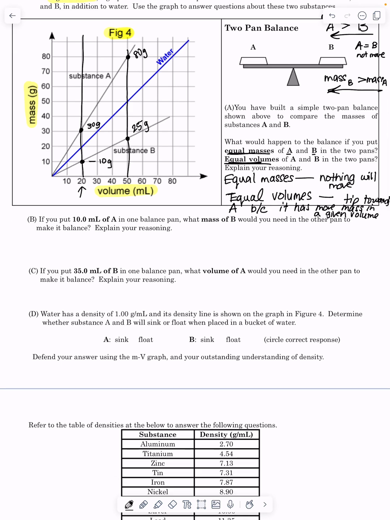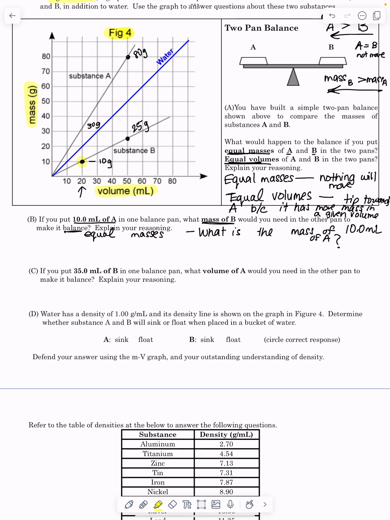Now let's look at question B here. It says, if you put 10 milliliters of A in one balance pan, what mass of B would you need in order for the pan to balance? Remember, in order to make it balance, we need equal masses. So really this question is asking, what is the mass of 10 milliliters of A? I'm going to look back at this graph to help us out. We could predict that using the graph.